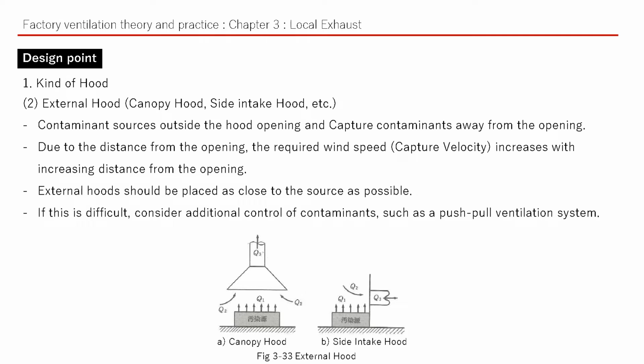Second, the external hood. It includes the canopy hood, side intake hood, and so on. Its contaminant sources are outside the hood opening, and it captures contaminants away from the opening. Due to the distance from the opening, the required wind speed, the capture velocity, increases with increasing distance from the opening. External hoods should be placed as close to the source as possible. If this is difficult, consider additional control of contaminants, such as a push-pull ventilation system.